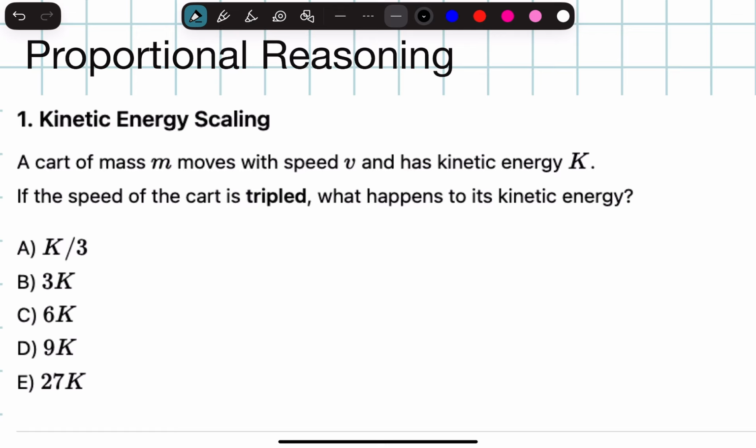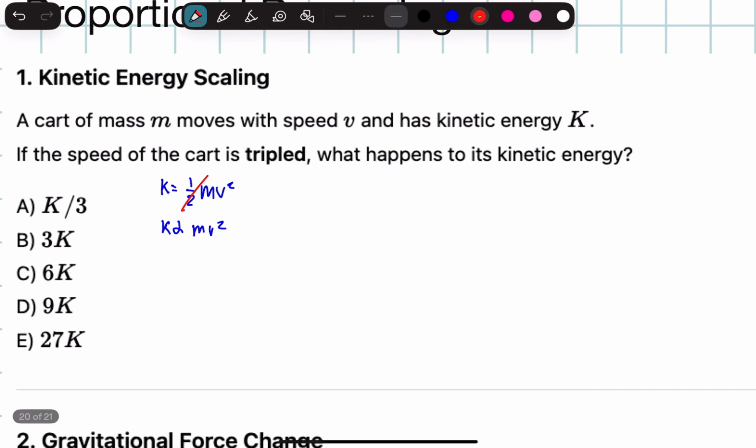So the formula that we're going to use for this problem is k is equal to 1/2 mv squared. And the proportional form of this equation is k is proportional to mv squared. And this is because the constants just cancel out. So you would ignore 1/2. As this quantity gets larger, the 1/2 becomes essentially insignificant. So that's why you don't really need it when you're dealing with the proportional relationship.